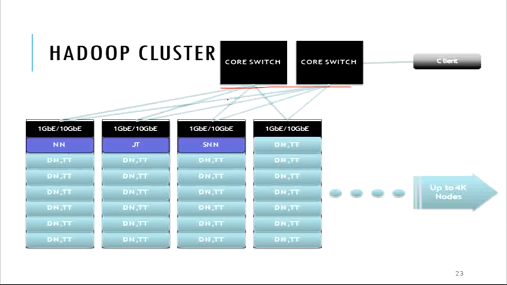A client can be connected to any core switch, and this core switch will be connected to the name node and the job tracker and the secondary name node. And these would then be connected with multiple data nodes, and on those data nodes we have those task trackers. Okay, so this is the basic structure of a Hadoop cluster.